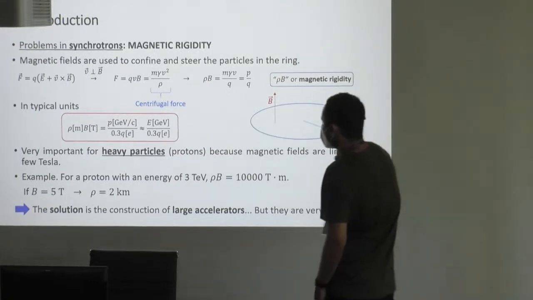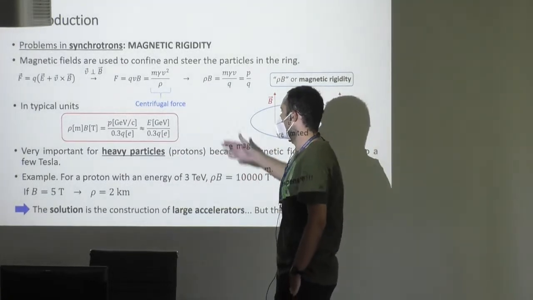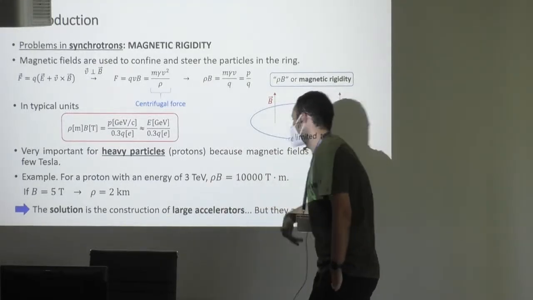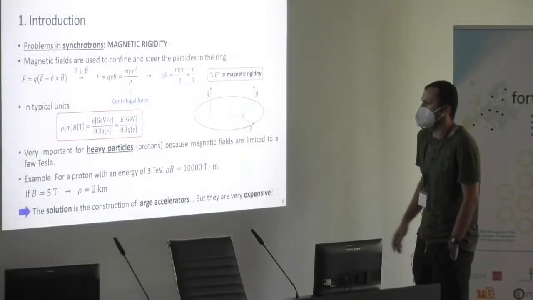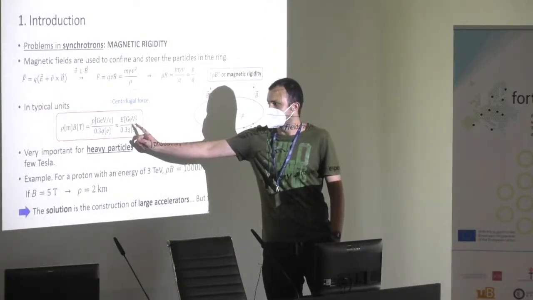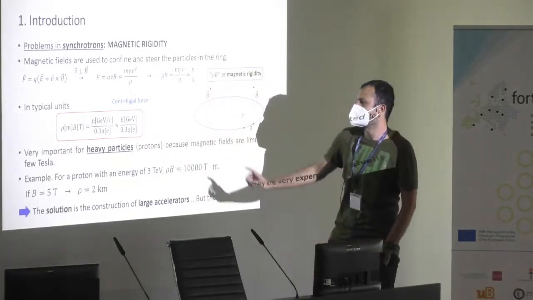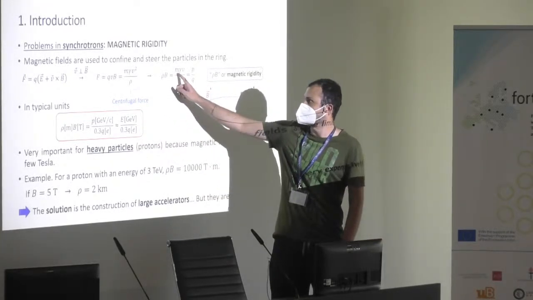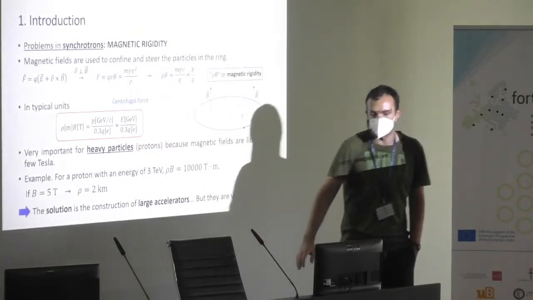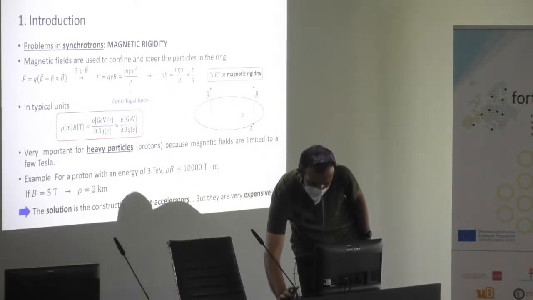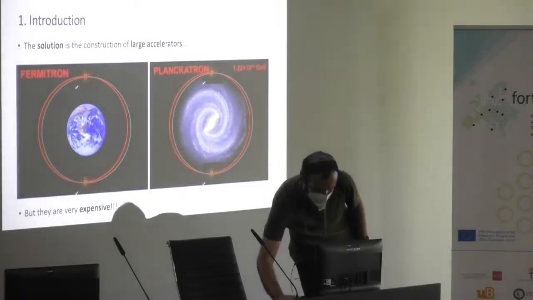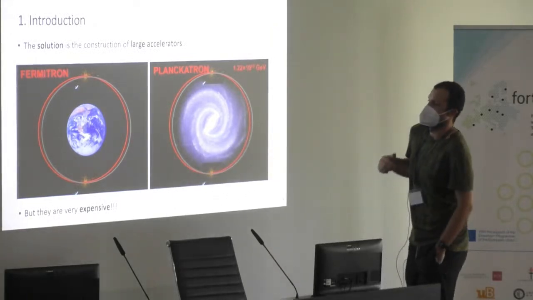Well, the solution to obtain higher energies is to make the length of the accelerator larger. This is very important. The magnetic rigidity is a limitation for heavy particles because we can see here that this product is proportional to the mass. So it's very important for protons or ions. So what can we do if we want to obtain higher energies? We can, for example, make larger accelerators.